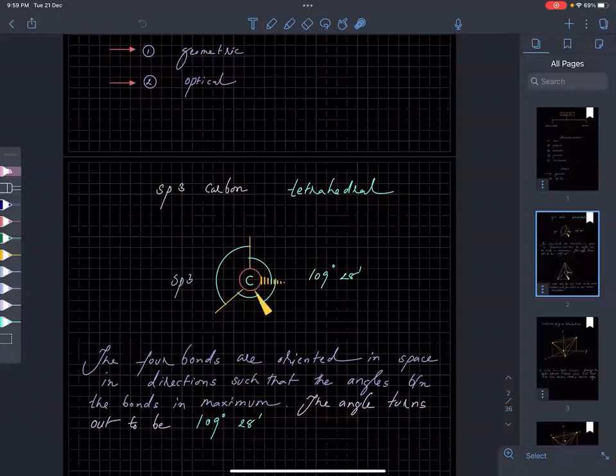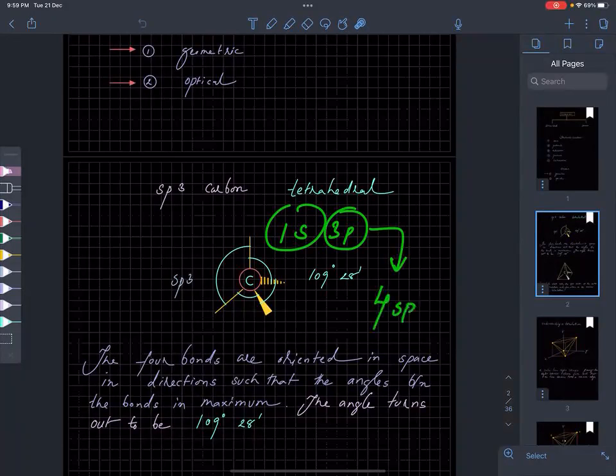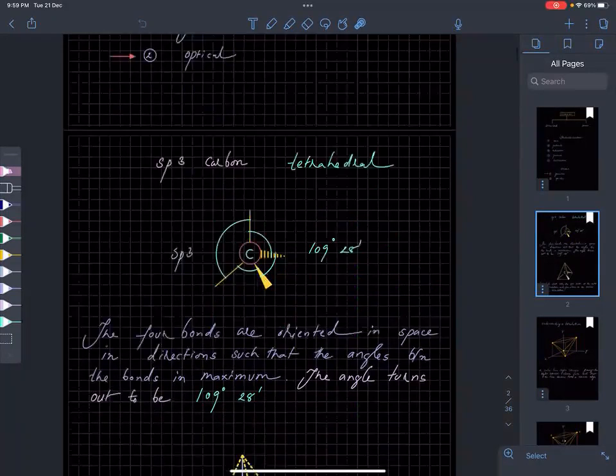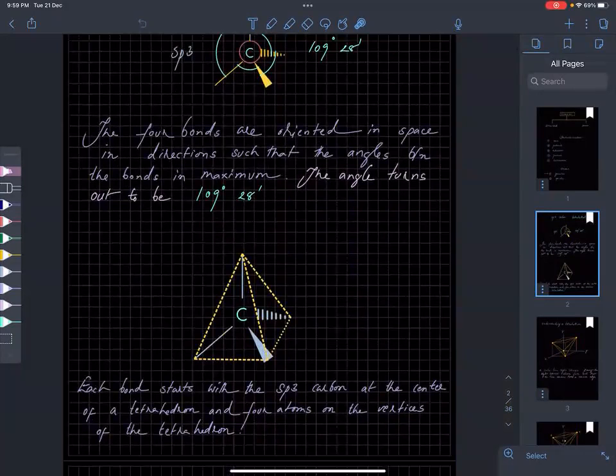Why? Because before hybridization, one s orbital and three p orbitals combine to form an equal number of hybrid orbitals, which are 4 sp3 orbitals. So this is one sp3 orbital, this is another sp3 orbital, this is another, this is another sp3 orbital. Clear? Now this is how a tetrahedron looks. These are the vertices of the tetrahedron. So the atoms or groups of atoms attached to carbon will be on the vertices of the tetrahedron, and carbon will sit in the center of the tetrahedron. Clear?